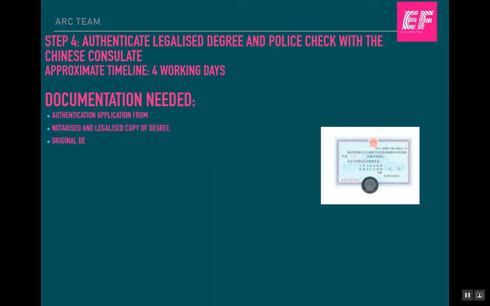The documentation that you need: an authentication application form, which can be found at the Chinese consulate website. Just go on Google and search for Australian Chinese consulate and you'll be able to get the application form there. You need your notarised and legalised copy of your degree. You'll need your original degree. You'll need your notarised and legalised copy of your police check. Your notarised and legalised copy of your TEFL certificate if the city requires that. And you'll need your ID.